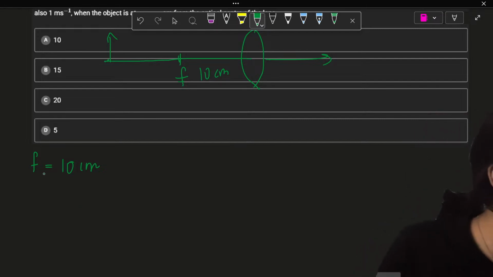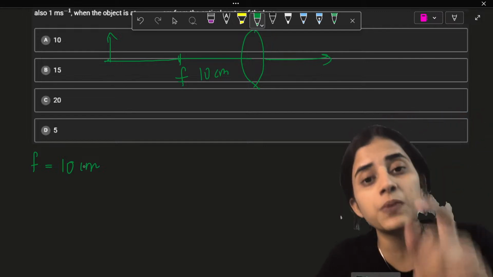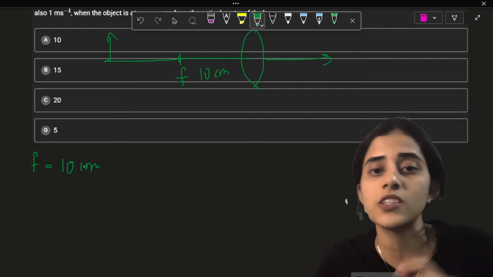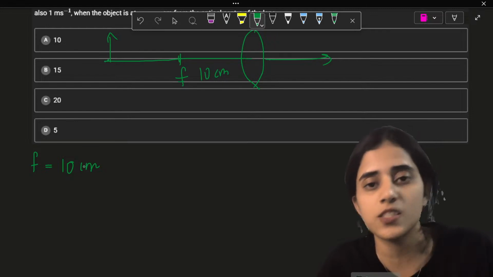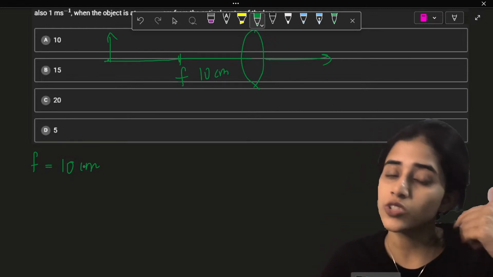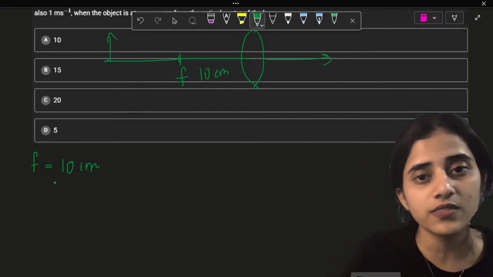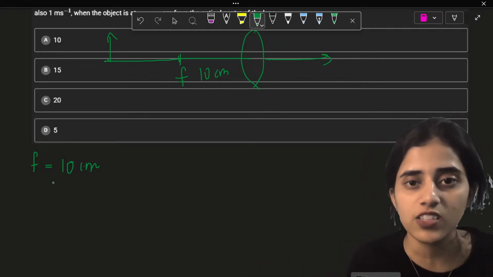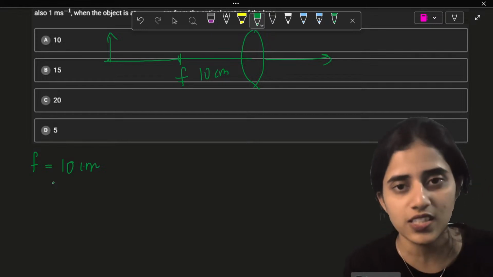So first thing given, focal length is 10 centimeters. So F is 10 centimeters given to you. Now what is given? The speed of the object and the speed of the image is 1 meters per second. We know that U and V is the distance. So the derivative of distance is speed. Some of you get scared the moment you hear derivatives, but here derivatives are easy. Please don't get scared.